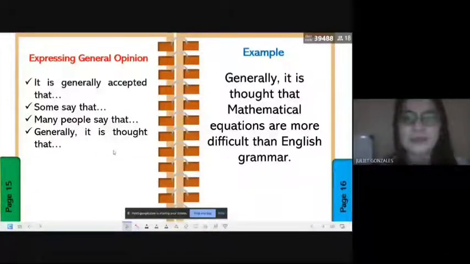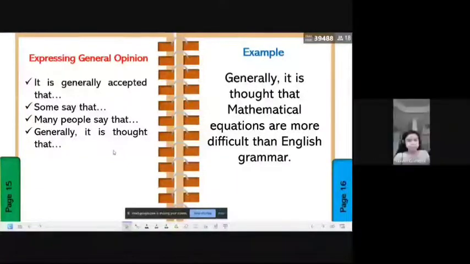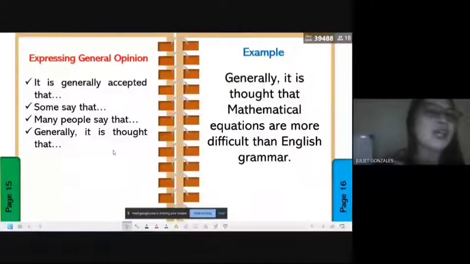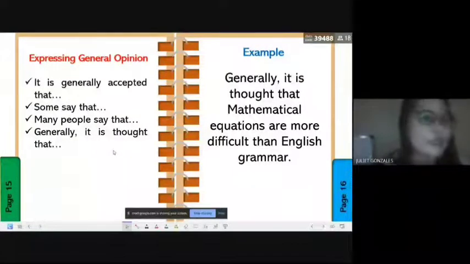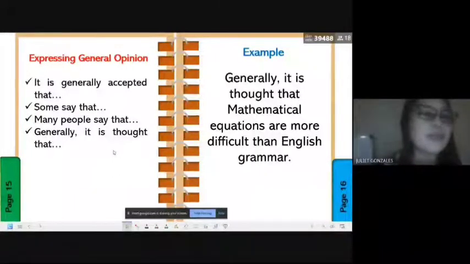Would you agree that problems in mathematics are more difficult compared to learning English grammar? Would you agree? Yes, ma'am. Probably the majority of you will agree, but there are also some of you that would disagree. Like for them, mathematical equations or problems in mathematics are just pieces of cake. And they are having a hard time learning English grammar.